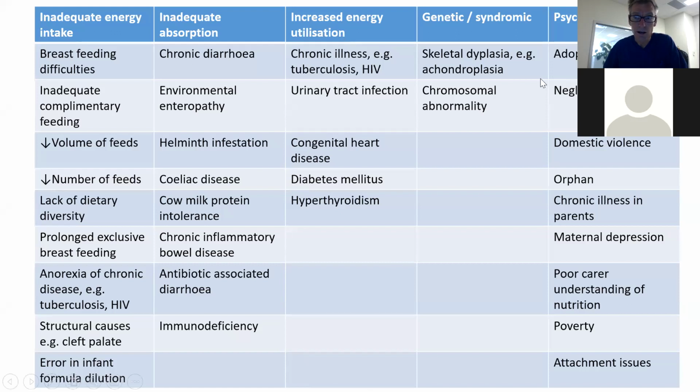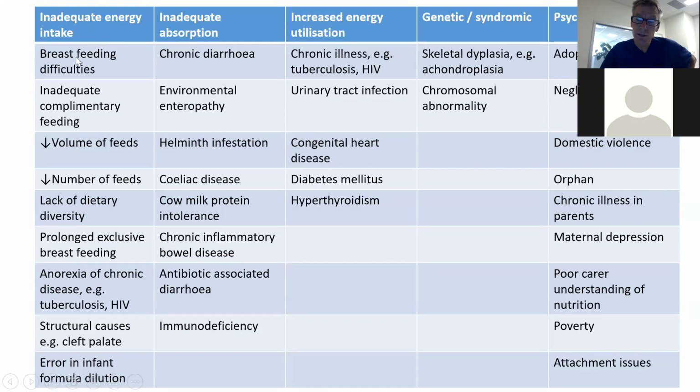The notion of severe malnutrition and the developmental consequences of that are very important for us as paediatricians to understand and to take account of. I've put in this table, this is a complicated table, those 5 different physiological mechanisms: inadequate energy intake, inadequate absorption, increased energy utilization, a genetic or syndromic cause, and then psychosocial factors. And I've put in each of the lists underneath inadequate energy intake, the types of reasons why children might have inadequate energy intake.